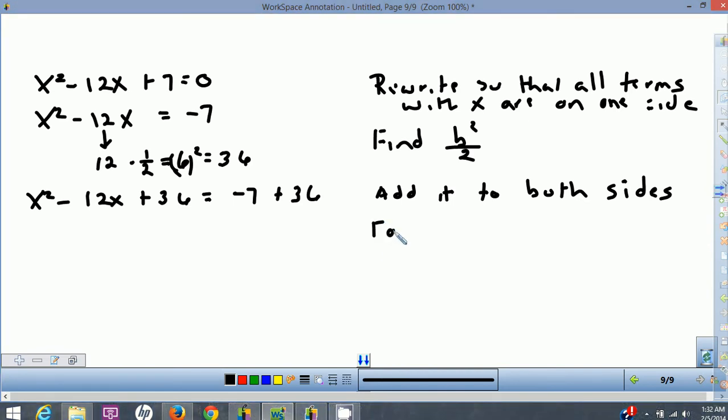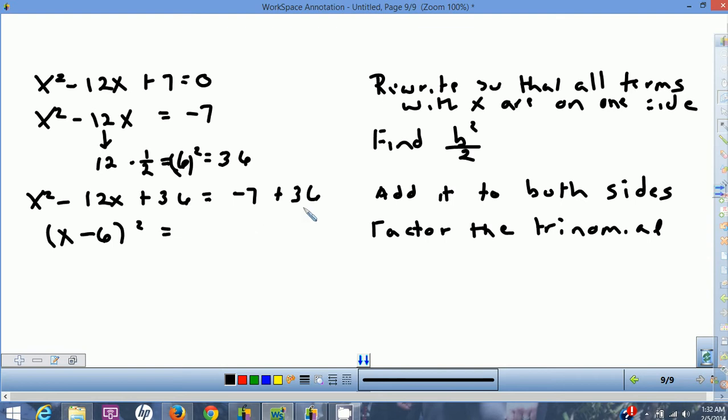Now, factor the trinomial. It should always factor as a perfect square trinomial. That's the whole reason we call it completing the square, because we want it to factor as a perfect square trinomial, and it will. This factors as x, whatever this sign is. If this is a minus, this is going to be a minus. If it's a plus, it's going to be a plus. 6, and that's always going to be the number you had here before you squared it, squared, equals, and then I'm going to add these two numbers together, so 29.